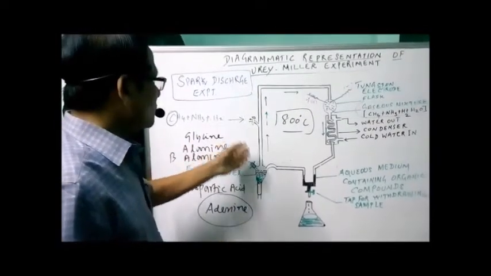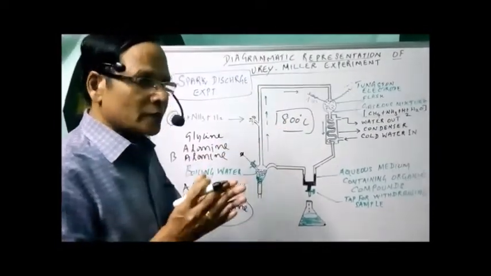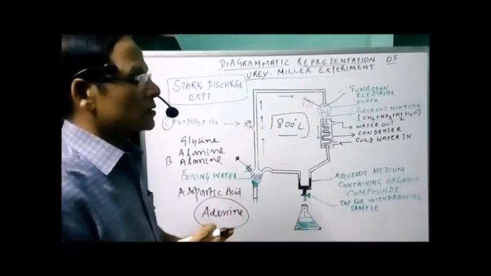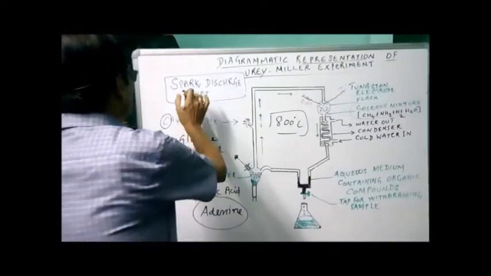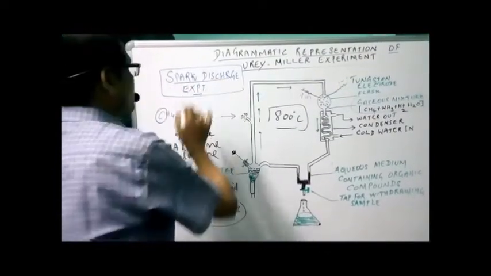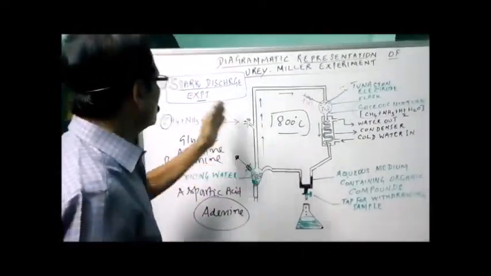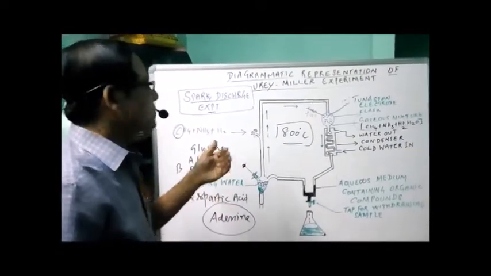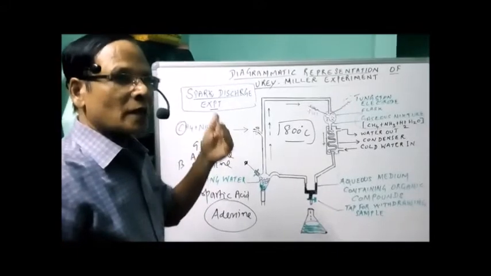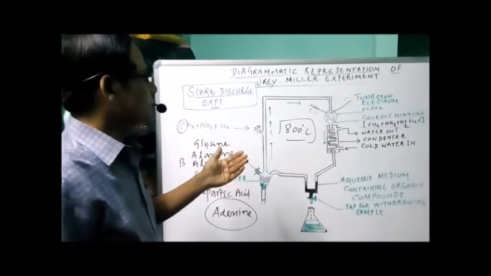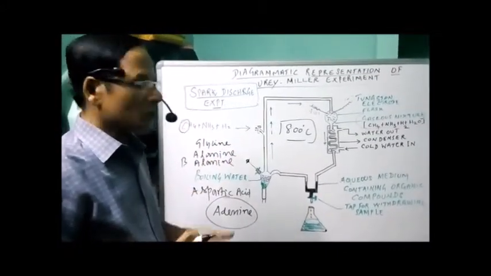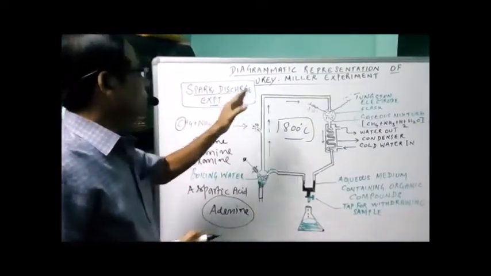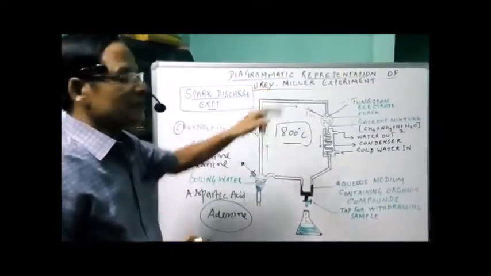Normally this experimental setup provided energy in the form of electric spark provided by the tungsten electrodes. This setup is also called the spark discharge experiment. The apparatus is called spark discharge apparatus. It is in support of chemical evolution, the most accepted theory of the origin of life, and had been proved by these two people, Harold Urey and Stanley Miller.